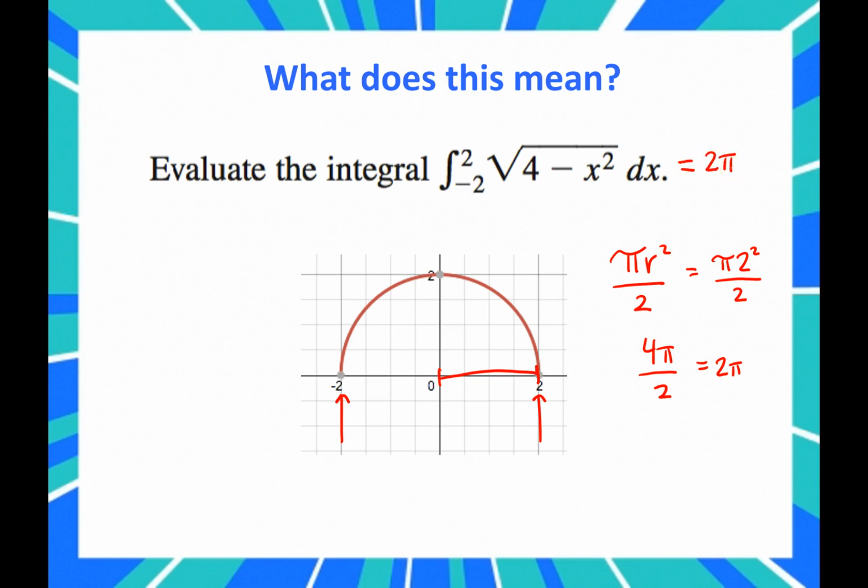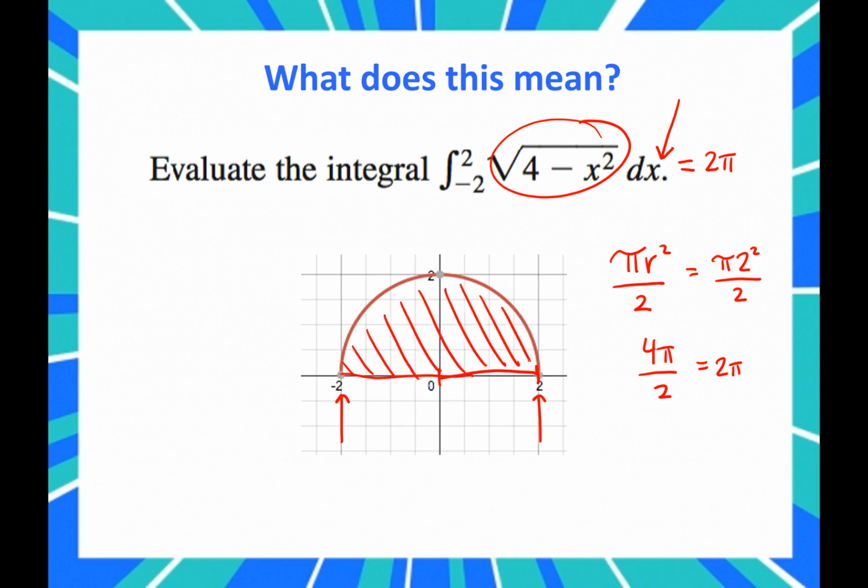So this question is asking, what's the area under the curve for this function, with x being my variable, from -2 to 2? Well, just find the area of that semicircle.